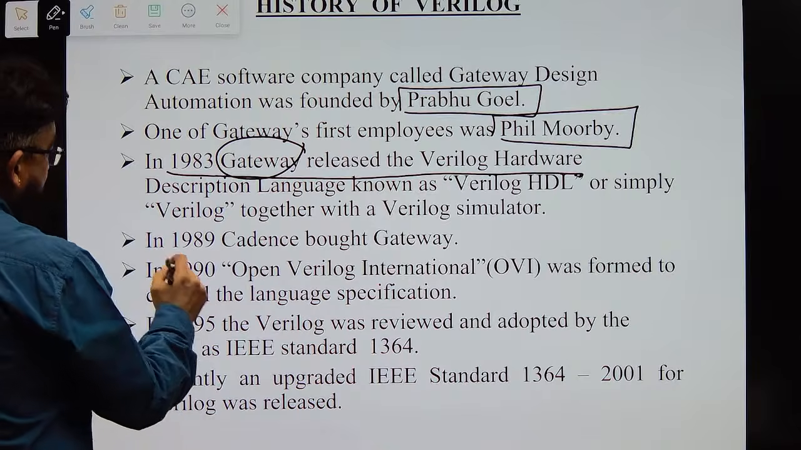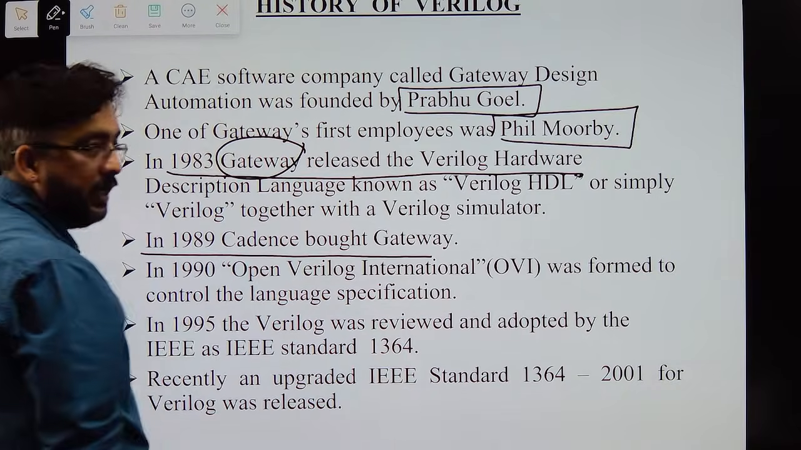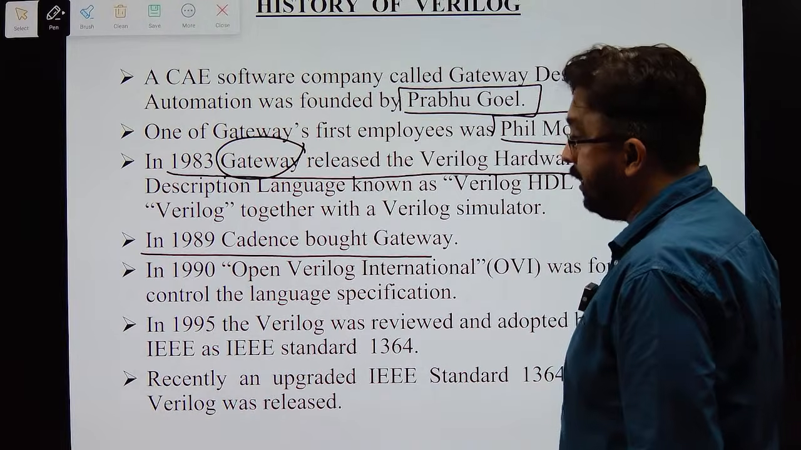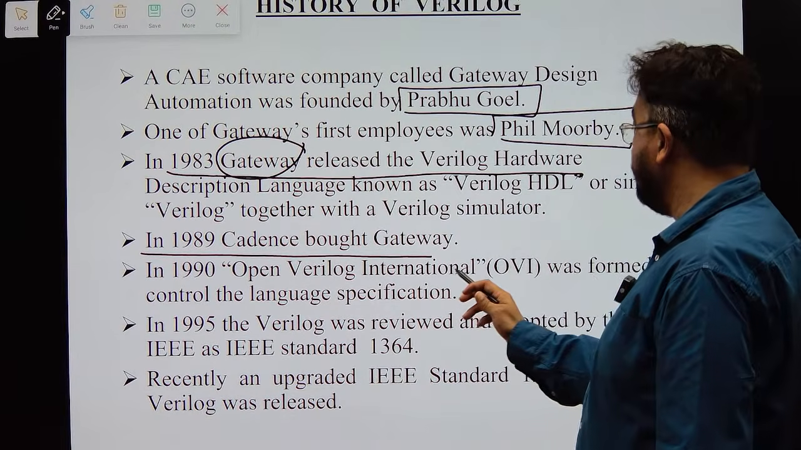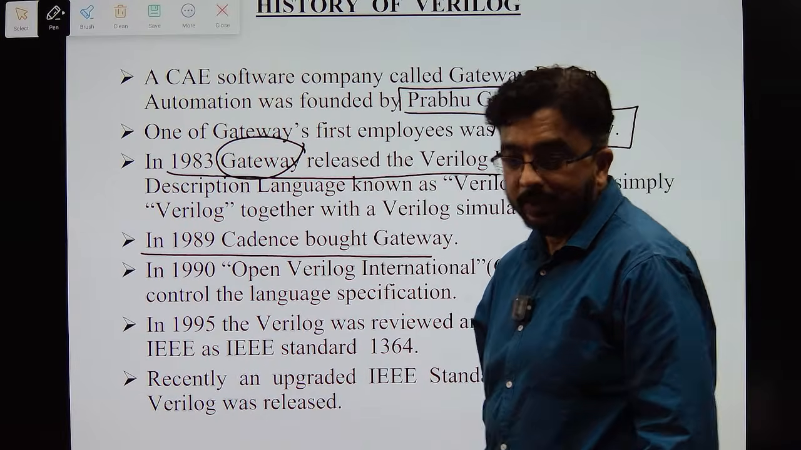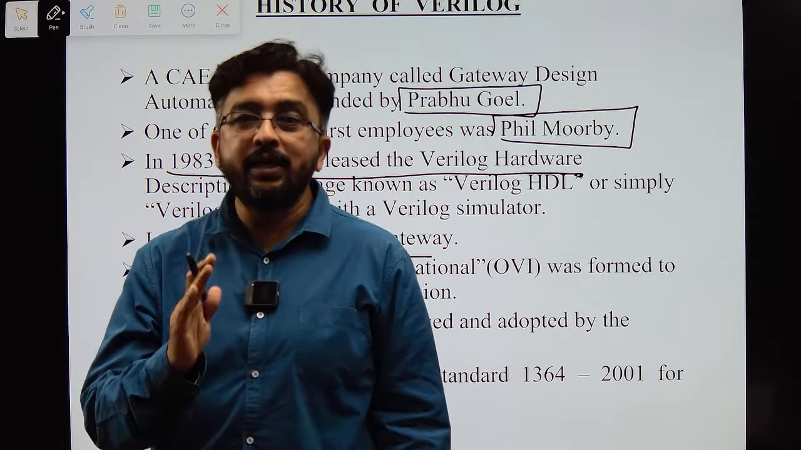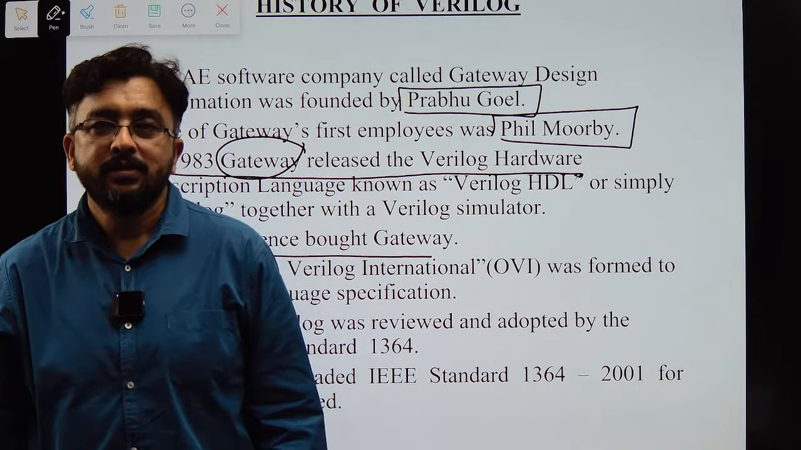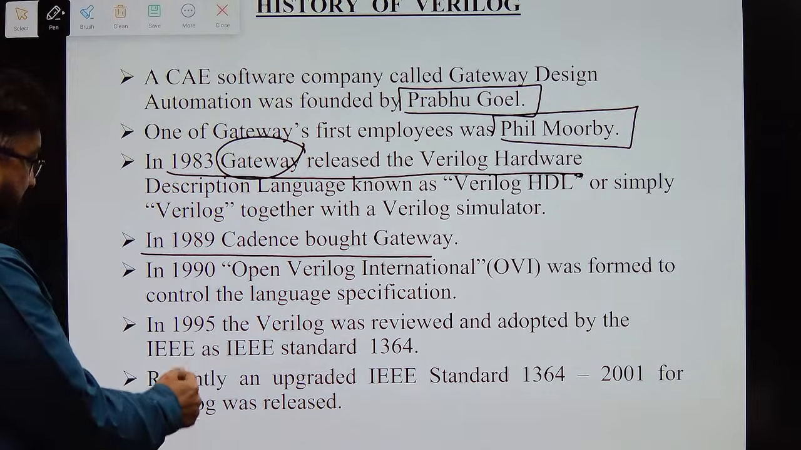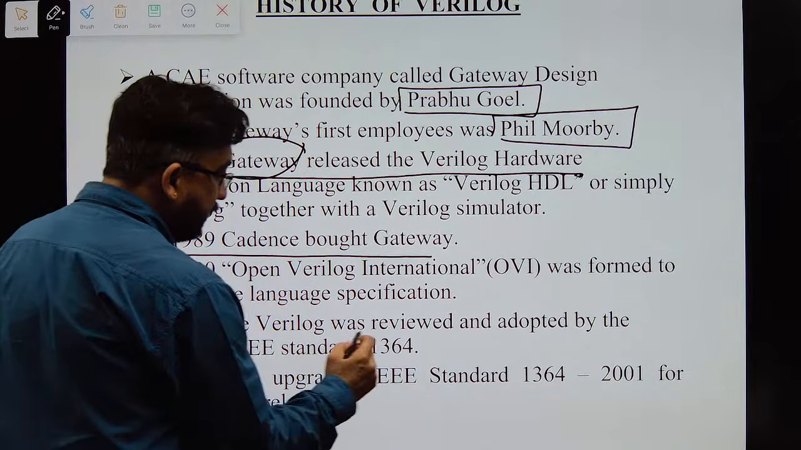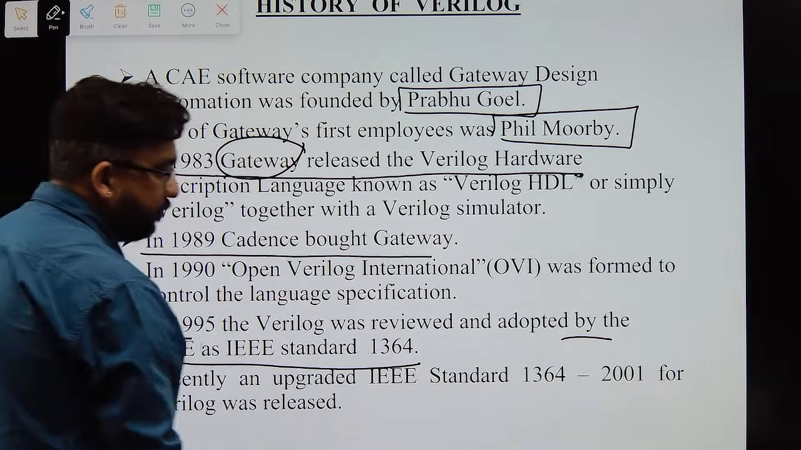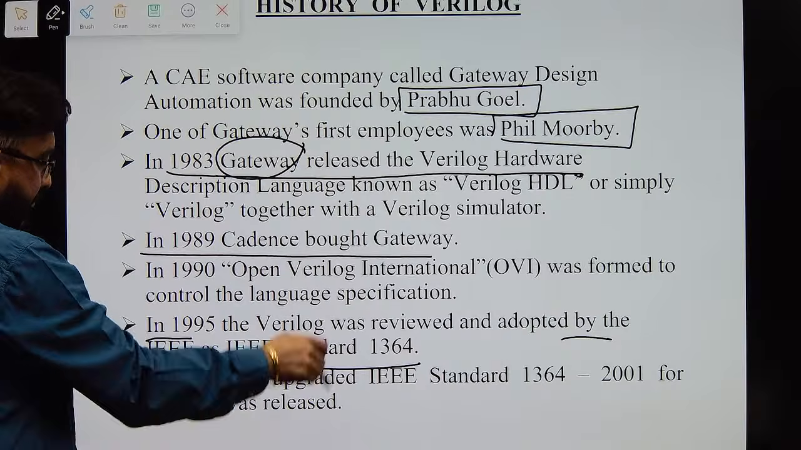In 1989, Cadence bought Gateway Design. In 1990, Open Verilog International, OVI, was formed to control the language specification. So this is the proprietary language of Cadence Design Systems. In 1995, Verilog was reviewed and adopted by the IEEE. So this is the history of Verilog.